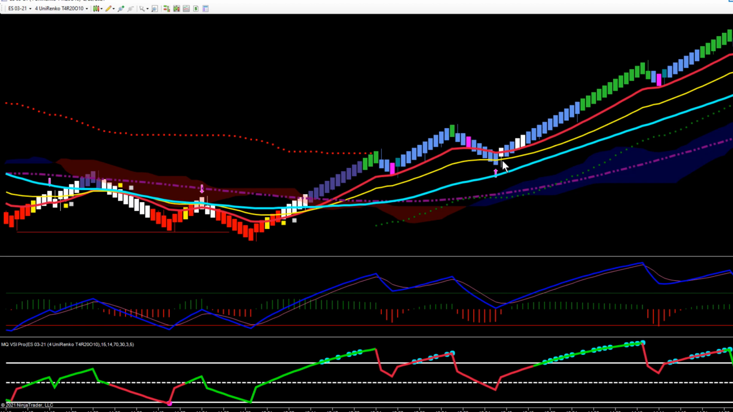Had a little bit of a pullback right here. Set up the fast line zero touch. The fast line is the fast line on MQ momentum.